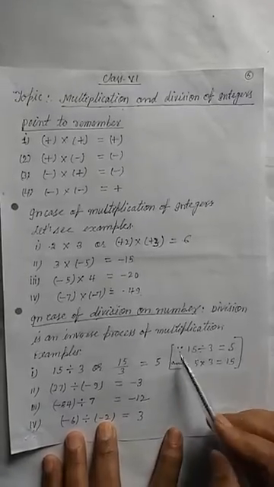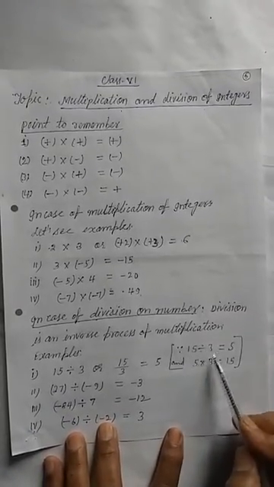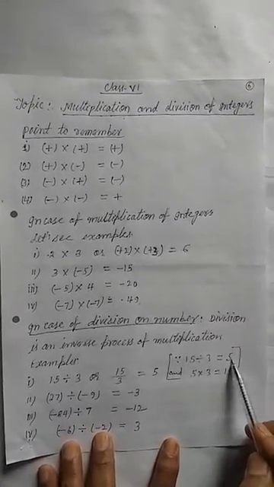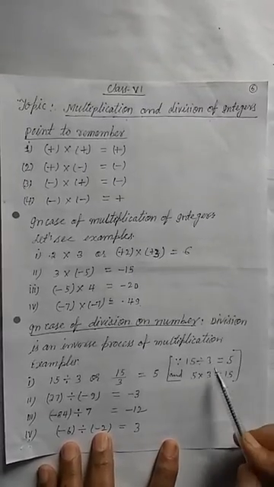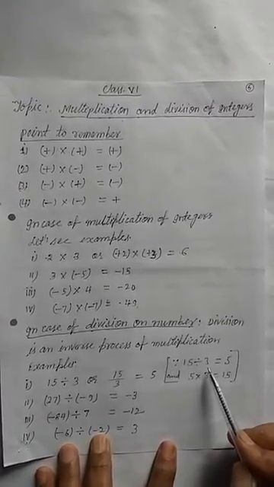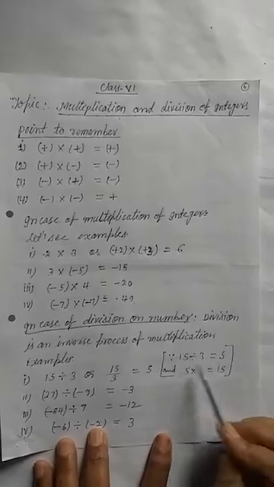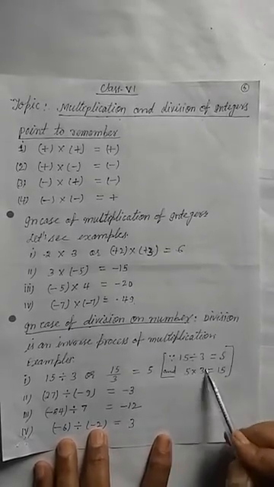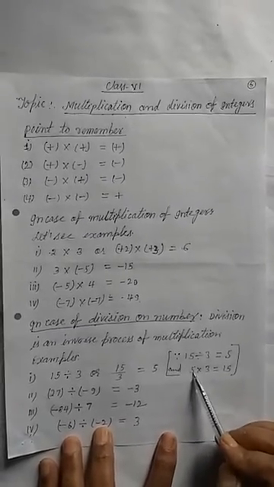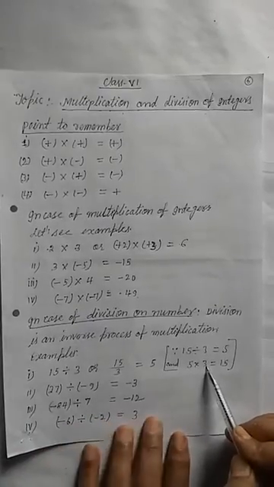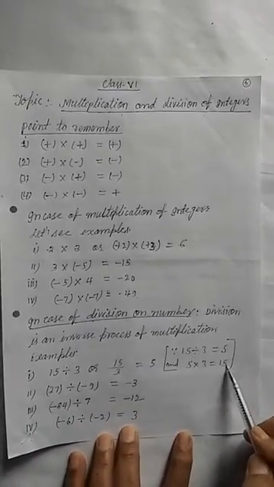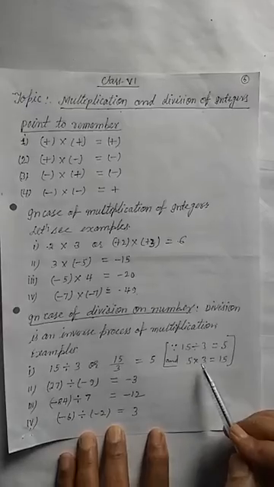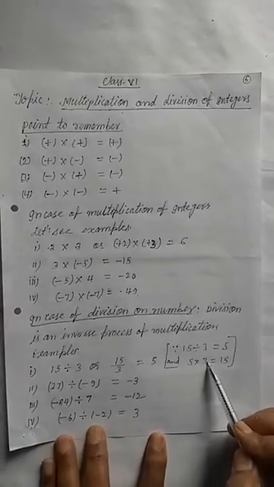Now how will we say this is the inverse process? 15 divided by 3 gives 5. So what number do you have to multiply by 3 to get 15? 5 threes are 15. If you multiply 5 by 3, we get the answer 15. That's why this is the inverse process of multiplication.